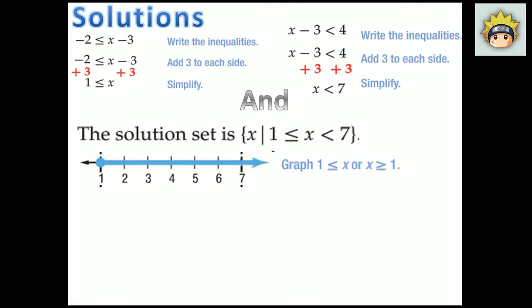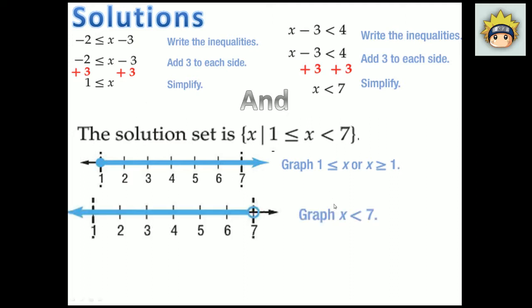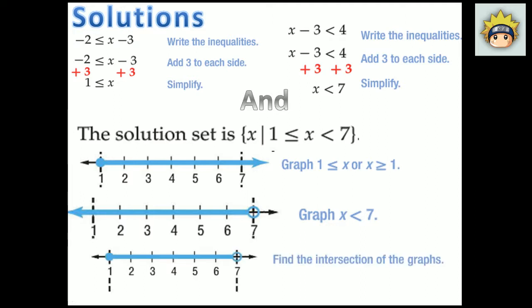Here's the graph for x is greater than or equal to 1. Do you see how it's closed here? And it goes all the way to the right. Then you have the graph of x is less than 7, which is open on 7, and it goes all the way to the left because x is less than 7. The intersection is where they overlap. So here is where they overlap. It's open on 7, closed on 1, and it's the elements that exist between open 7 and closed 1. So that is the intersection.